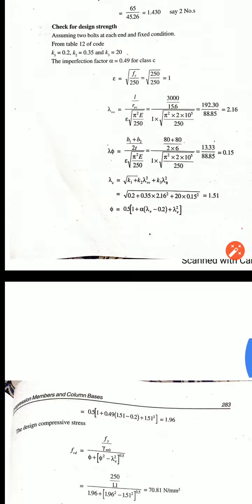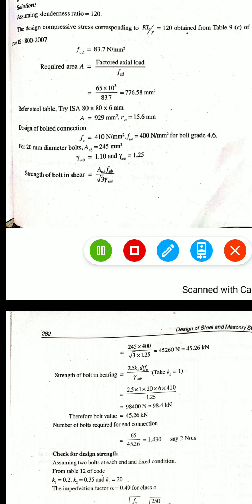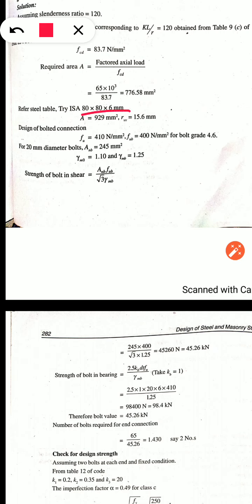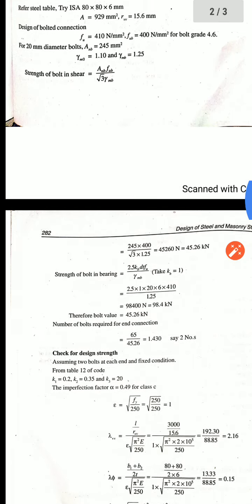If the value of design compressive strength is less than 65, you have to revise the section. The section we have chosen, 80 into 80 into 6 mm, can be revised to 90 into 90 into 6 mm or greater, so that the design compressive strength is greater than the load coming on it. So this is a simple design problem on design of compression members with respect to angle section.